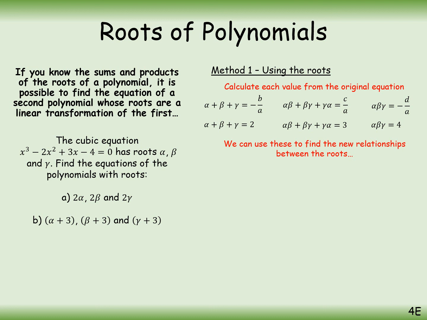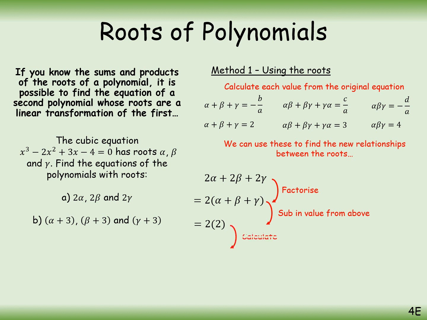So we can use this to find the new relationship between the roots. So 2 alpha plus 2 beta plus 2 gamma. If we just factorize and take the 2 out, because we already know what the sum of the 3 roots is, we can simply substitute that in. So 2 times 2, we got 4. So there we have it: 2 alpha plus 2 beta plus 2 gamma is equal to 4.